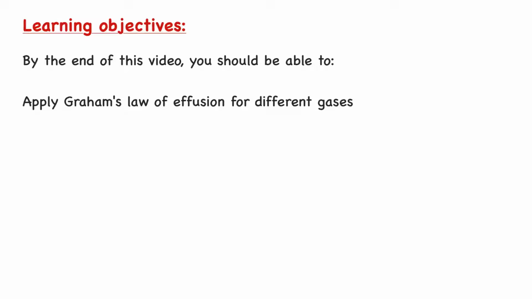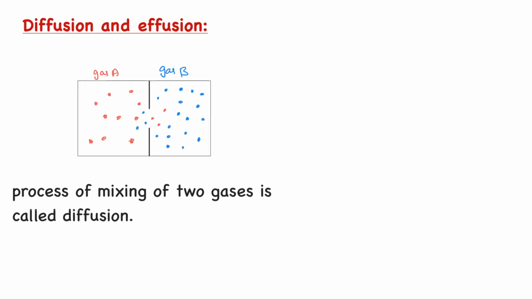Hello everyone. In this video, we will learn to apply Graham's law of effusion for various gases. When two gases mix randomly, the process of mixing of these gases is called diffusion. For example, if I spray perfume at the front of the class, it takes some time before the students in the last row can smell the perfume. The reason for this is the perfume particles should diffuse through the air, which takes some time.